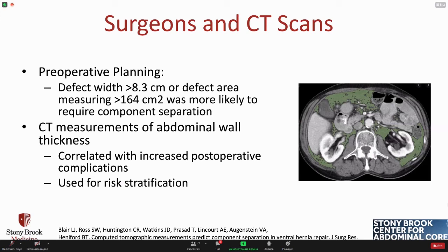The data says that if you have a defect greater than 8.3 centimeters in width, or an area greater than 164 centimeters, you may want to think about doing a component separation. So you want to keep that in the back of your mind. Just saying, oh well, this looks small, I'm going to book this for 2 hours, it may become a 4-hour procedure. CT measurements of the abdominal wall.